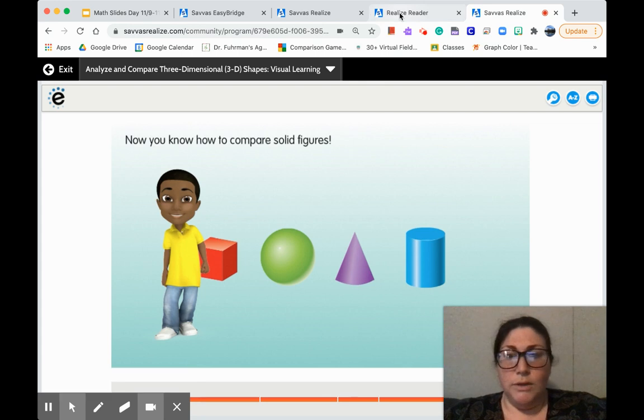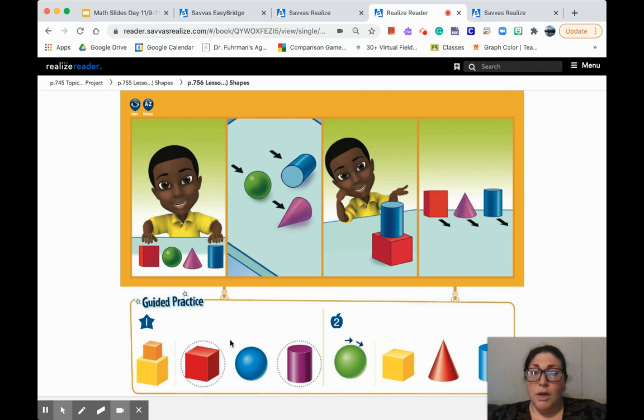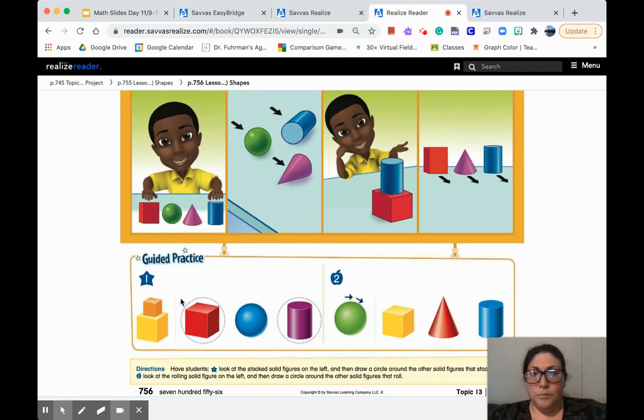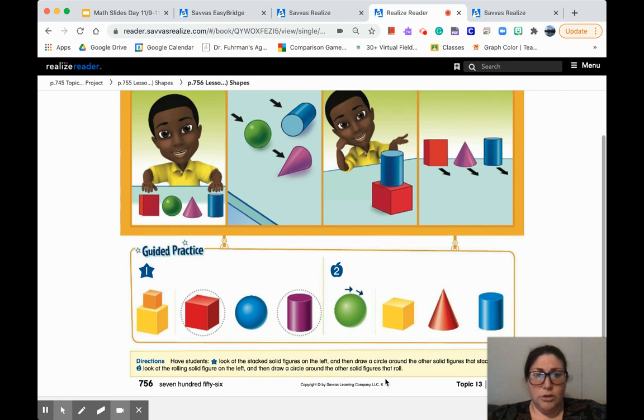Let's look at our independent work today. Over here, this first one, they've done it for us. It's a little example, so this is just for you to look at, and you'll try number 2 and then the rest of these problems. Look at the stacked solid figures on the left. See those? Then draw a circle around the solid figures that stack. You see these two cubes, and notice how they stack. You are looking at these other three options: a cube, a sphere, and a cylinder. You're trying to notice which of these three options also stack.